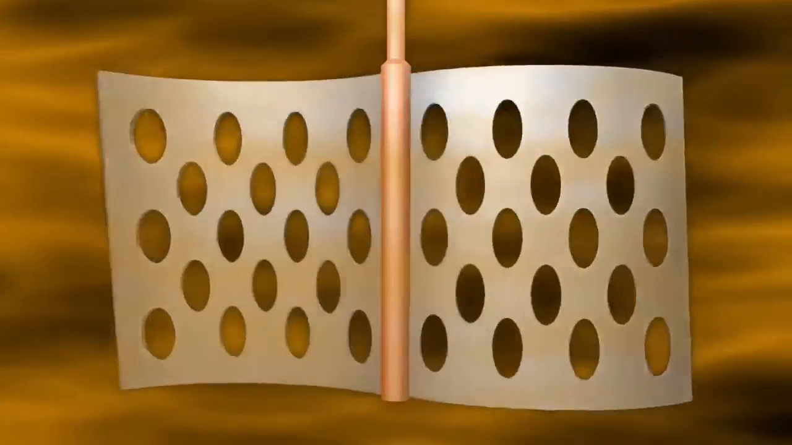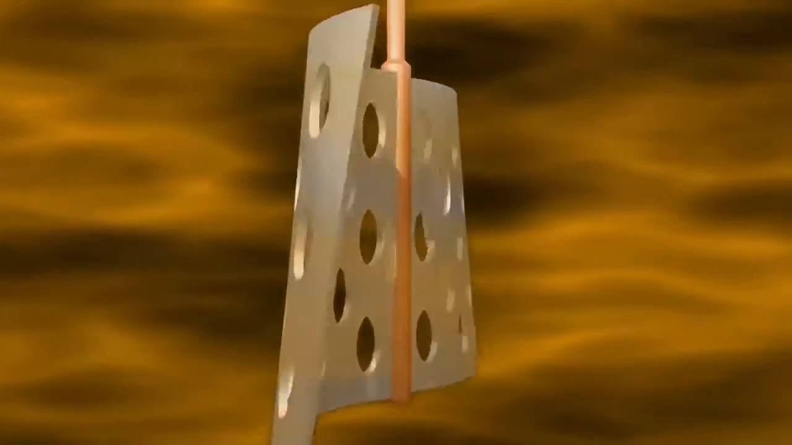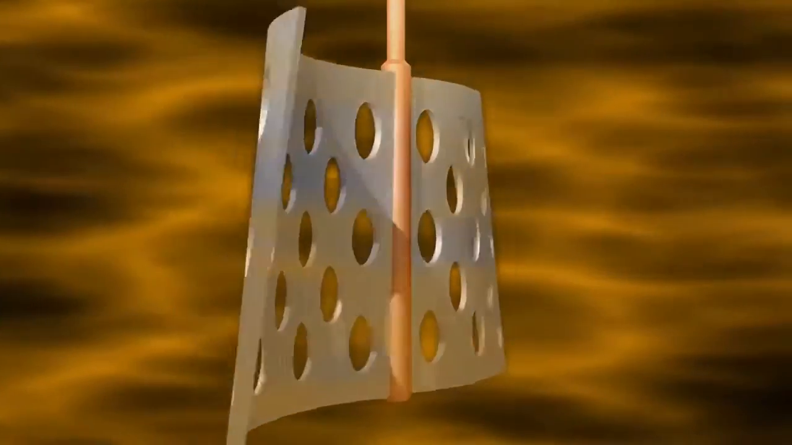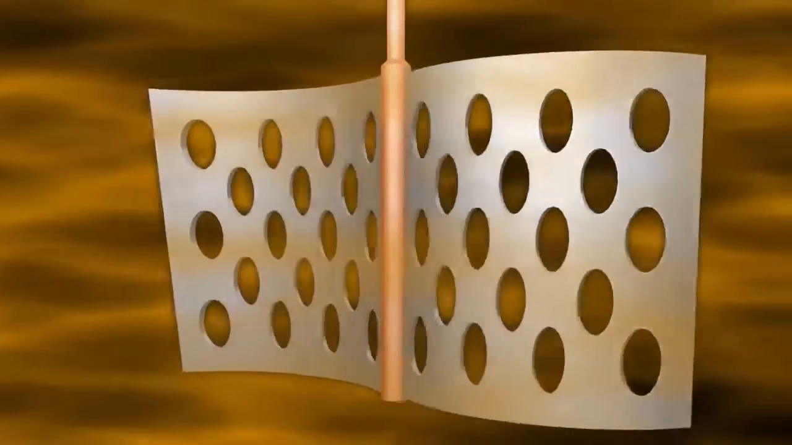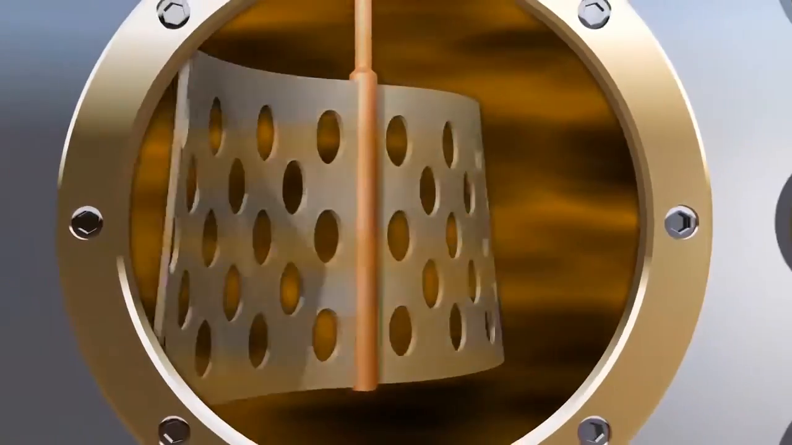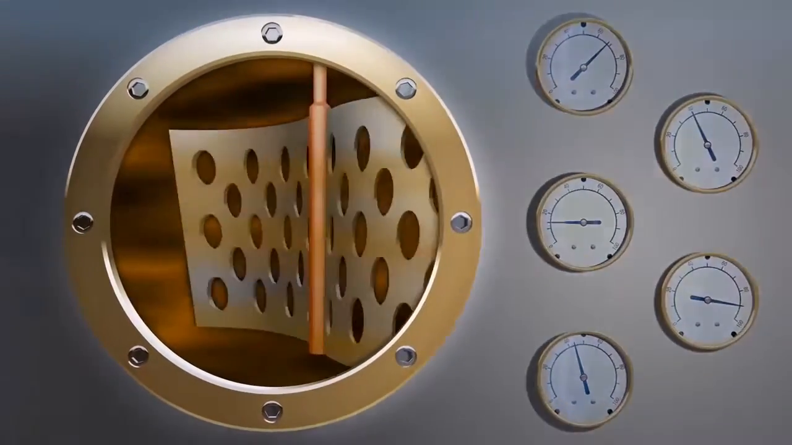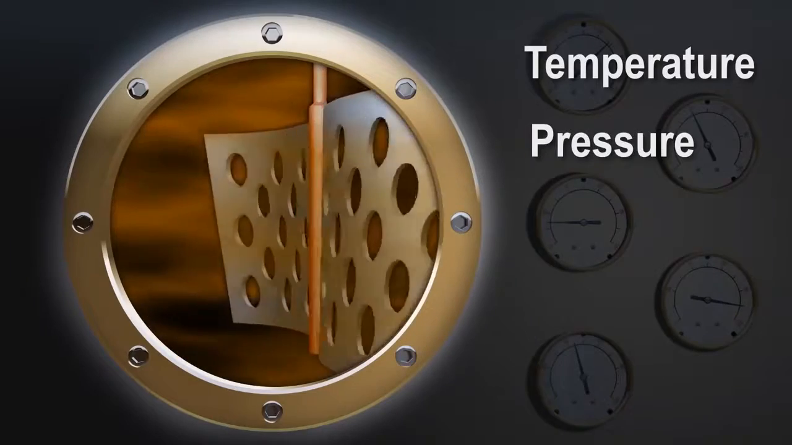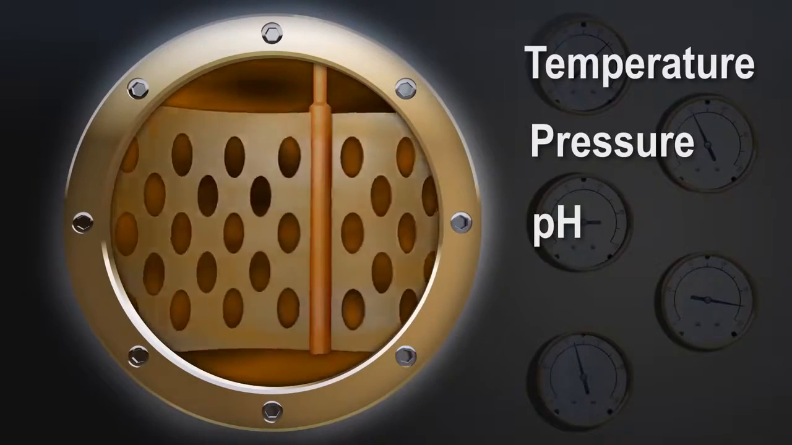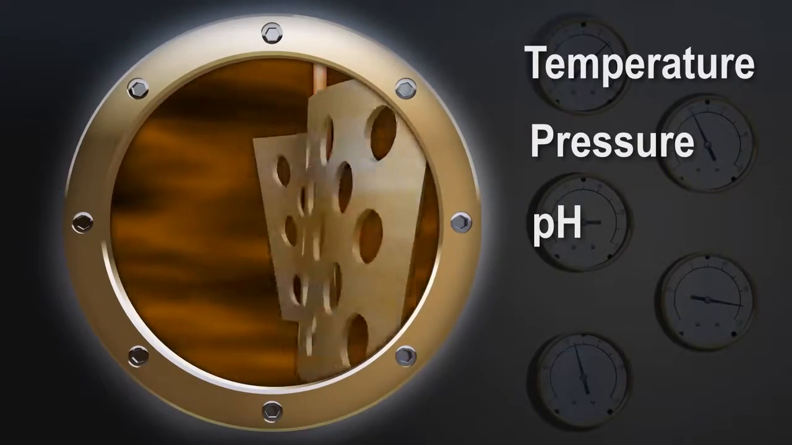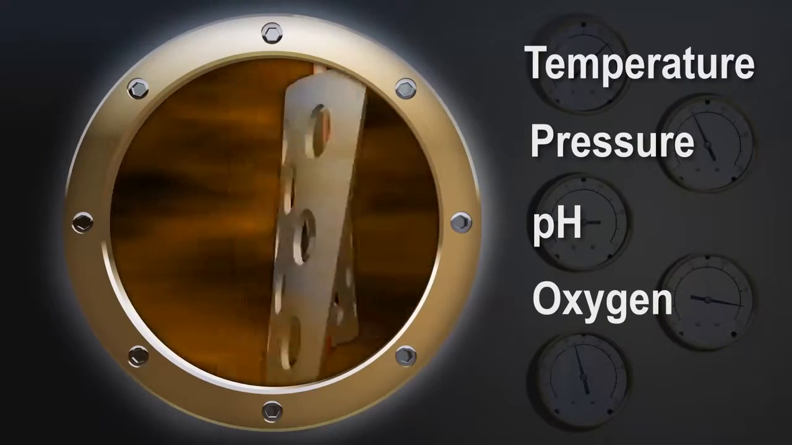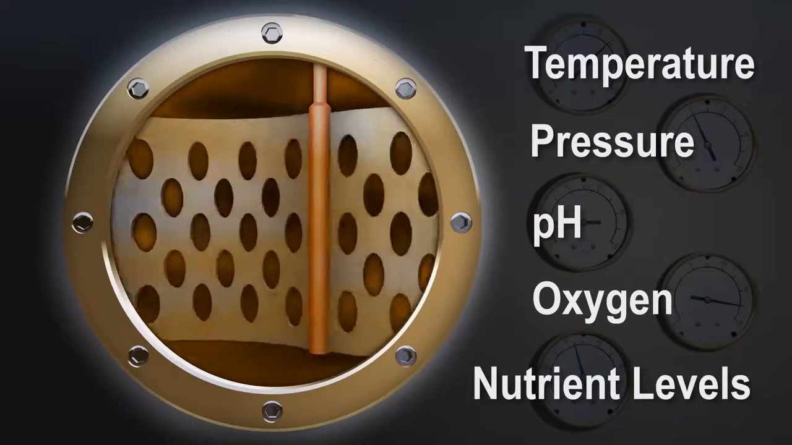The fermenter mixes the cells evenly throughout the media to suspend the cells and supply the oxygen necessary for growth. Effective and efficient fermentation requires rigorous monitoring and control of the environment within the bioreactor. Key factors include temperature, pressure, pH, which is a measure of how acidic or alkaline the media is, oxygen, usually measured as dissolved oxygen within the media, and nutrient levels.